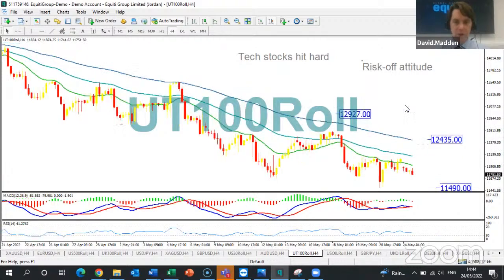So, as I often say, if a metric has been of importance in the past, it makes it more likely to be of importance in the future, but there are no guarantees. If we do manage to break above that moving average, the region of 12,435, where can we go from beyond that? We can then be looking up toward this zone here in around 12,927.